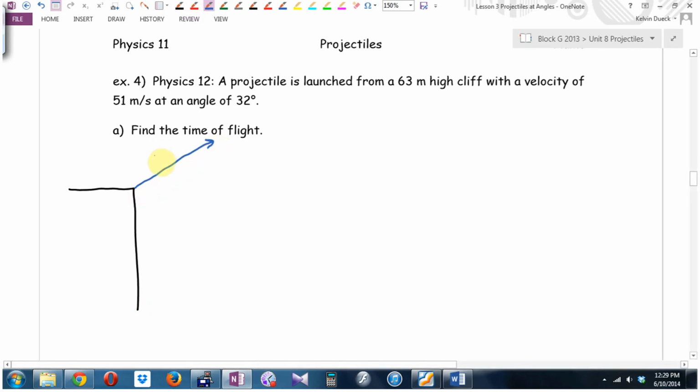How fast? 51. What angle? 32 degrees. What height? 63 meters. Now what? Here's your hint. At an angle.